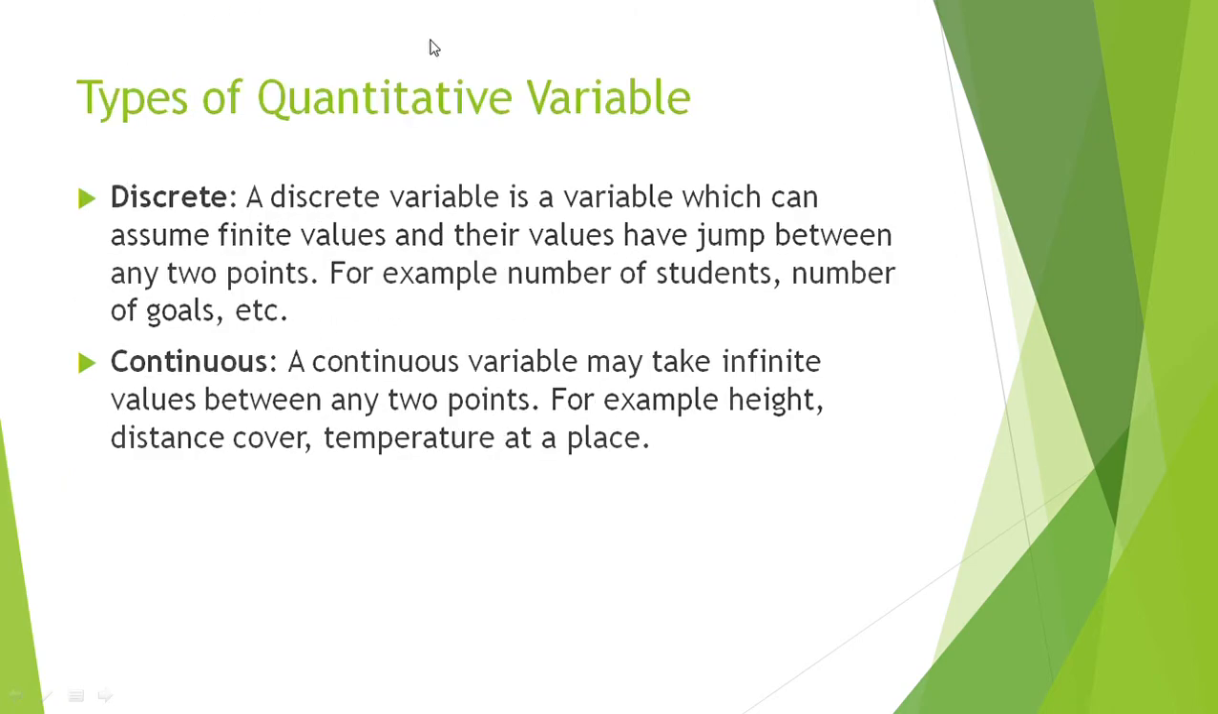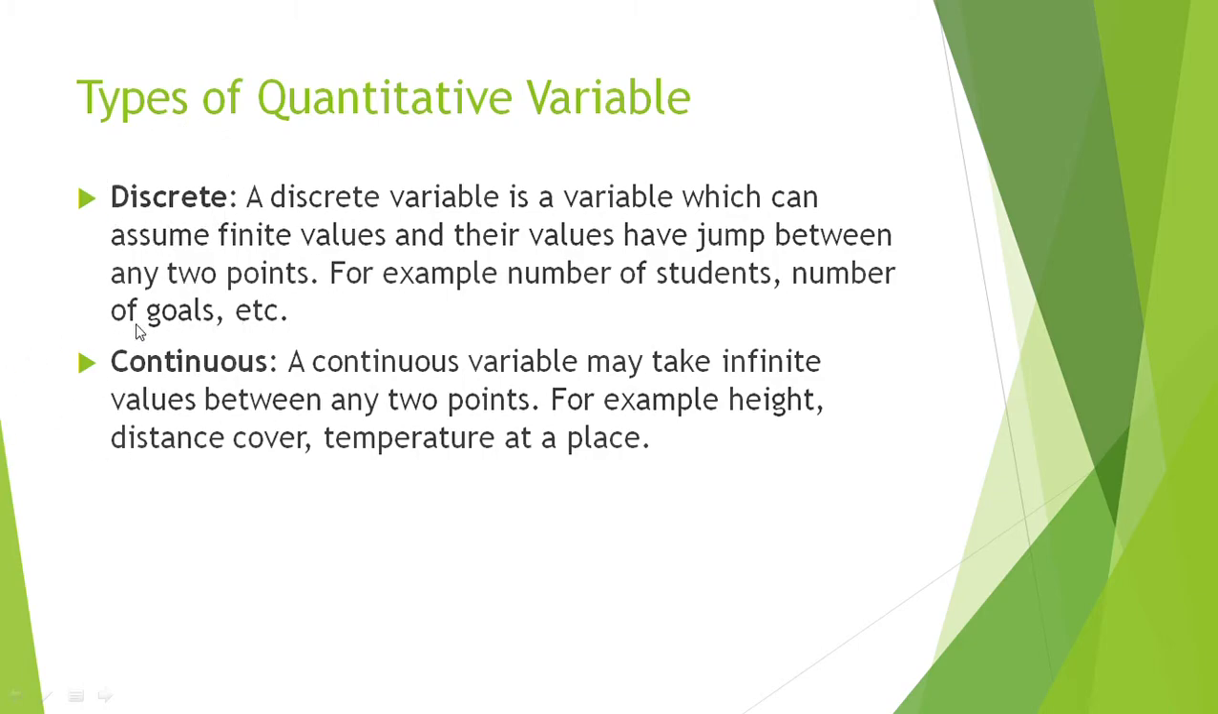Now, quantitative variable further has two types: discrete and continuous variable. A discrete variable is a variable which can assume finite values, and their values have jumps between any two points. For example, the number of students, number of goals, etc. Anything which you can count, or anything which is in whole numbers and countable, is called a discrete variable.